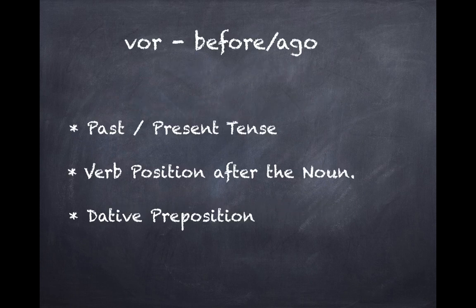Vor means before or ago. We can use it in a past tense or in a present tense. Verb position is immediately after the noun. And this is a dative preposition. Now we'll see with the help of a few examples how we use this preposition.